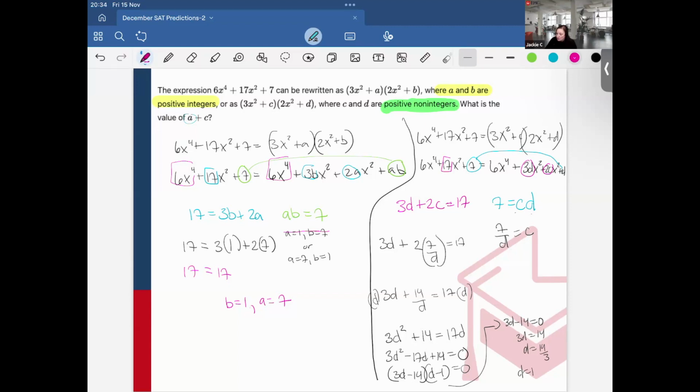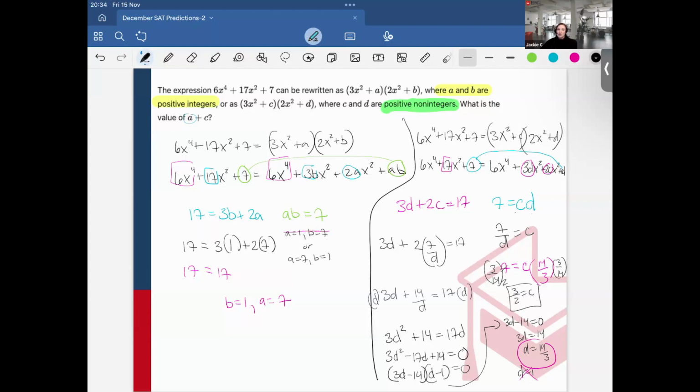But d can't equal 1 because it has to be a non-integer. So now I know that d is equal to 14 thirds. And then knowing that, 7 equals c times 14 over 3. I should have solved for c directly, I suppose. Now I can solve by multiplying by the reciprocal, which is 3 halves, so c is equal to 3 halves times 7. Okay, so now I have that.